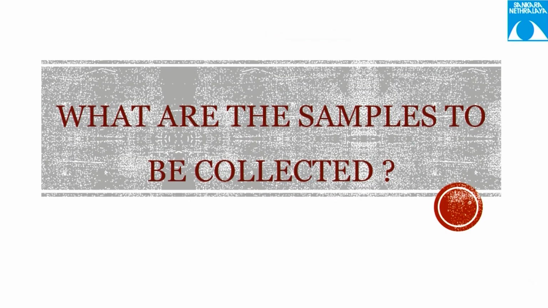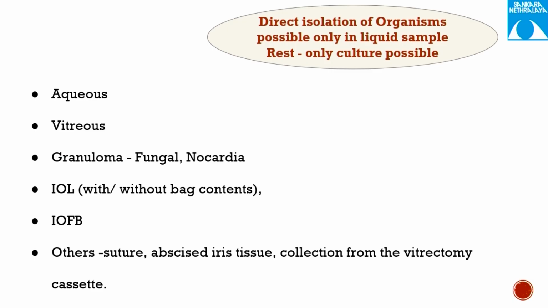So first we'll discuss what the samples to be collected are. That's the aqueous, vitreous. It can be granuloma. It can be intraocular lens with or without the back contents. Intraocular foreign body, sutures, excised iris tissue, collection from vitrectomy cassette. Direct isolation of organisms is possible only in liquid sample, for the rest only culture is possible.